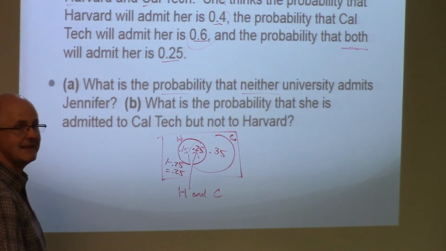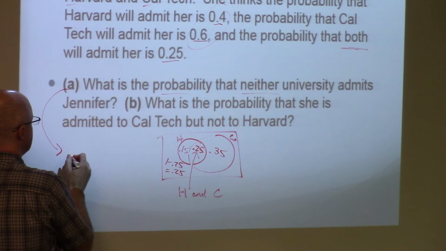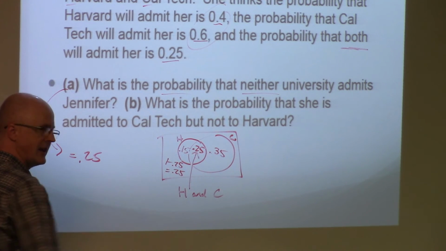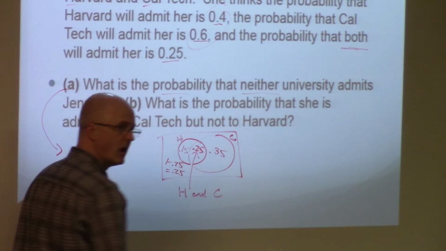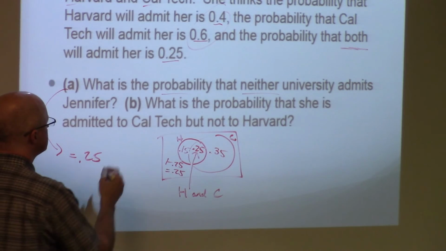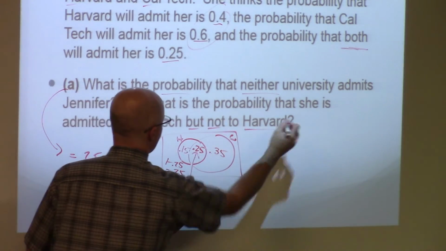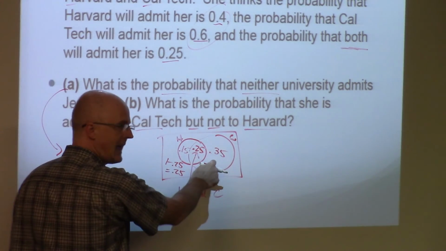The probability that neither university admits her. Part A, the answer is 0.25, and your work essentially at the moment is this picture. There will be formulas we'll look at in a few minutes, but for the moment your work is to look at the picture. You realize these have to add up to 1. Part B says what is the probability that she's admitted to Caltech but not to Harvard? So she's in the C circle but not the H circle. We already wrote the answer, 0.35.